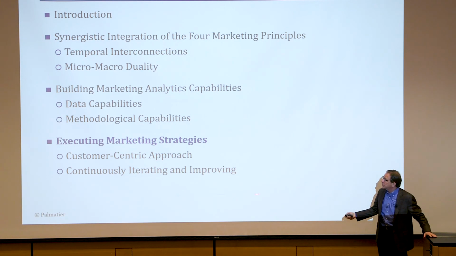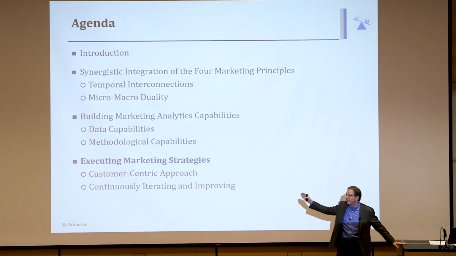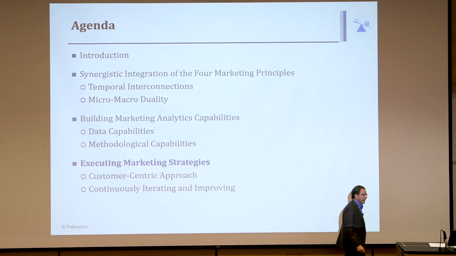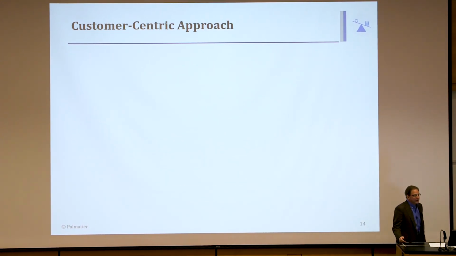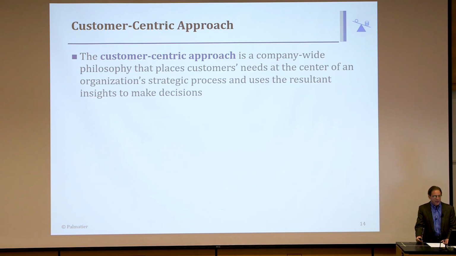Now we're going to go to the last section. The last is executing marketing strategies. There are 2 parts here we want to look at. We want to look at the customer-centric approach, and we're going to look at continuous iterating. Let's look at customer-centric first. What is it?